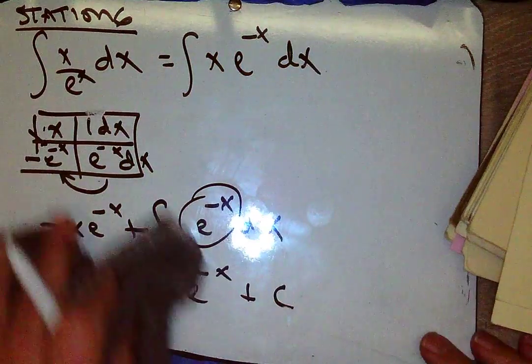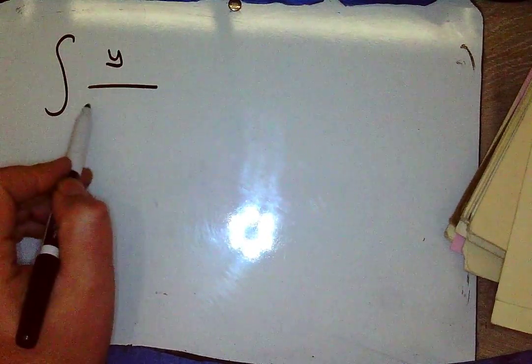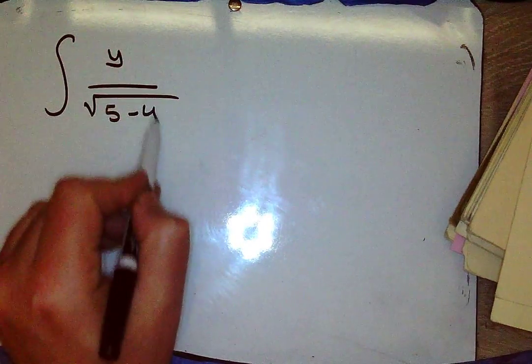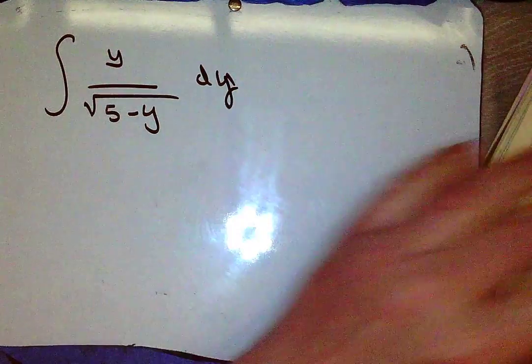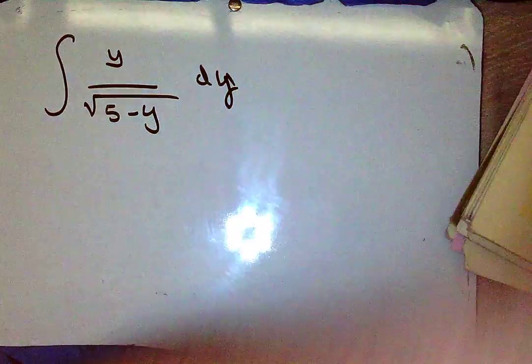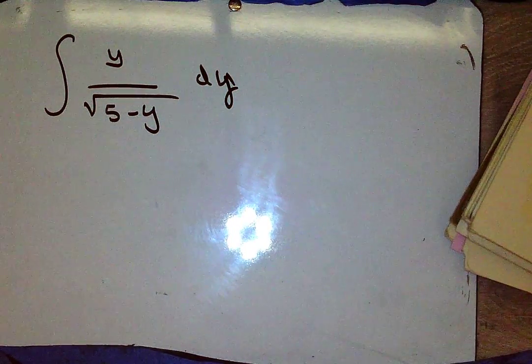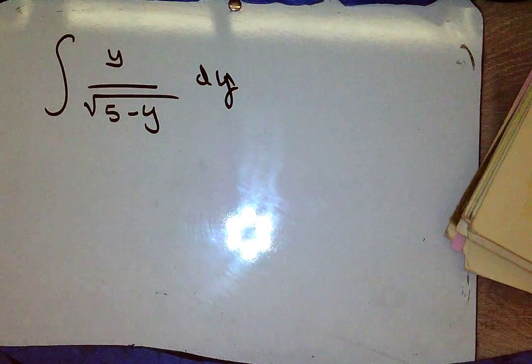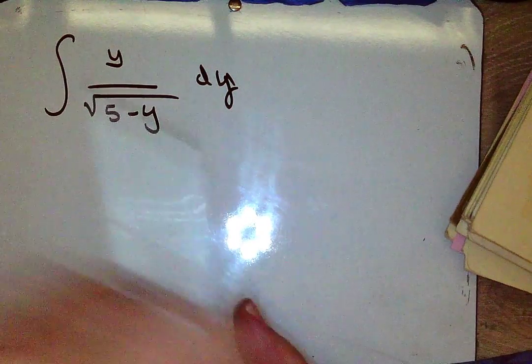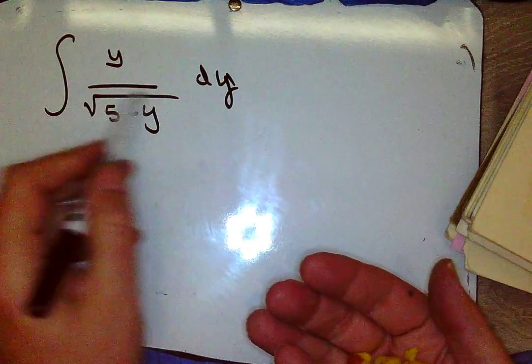Okay, that's the first one on station 6. How about the second one? The integral of y over square root of 5 minus y dy. And we're directed to consider using a u sub here. So let's take a look. Yeah, that's kind of screaming u sub to me.